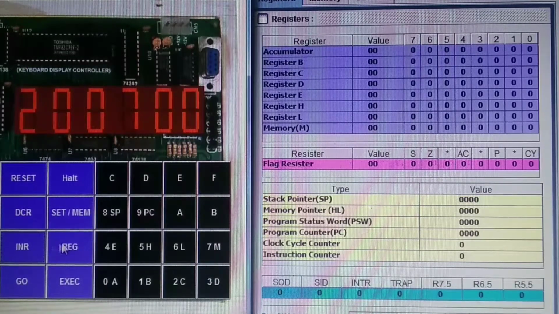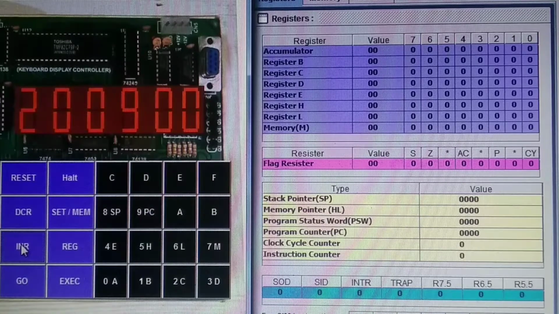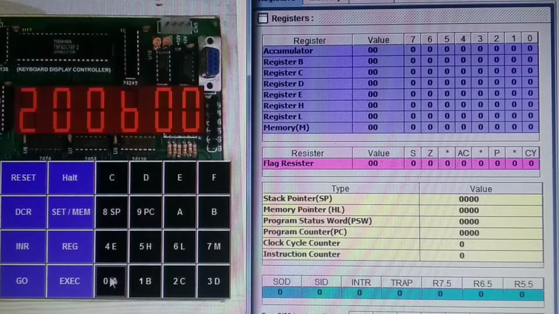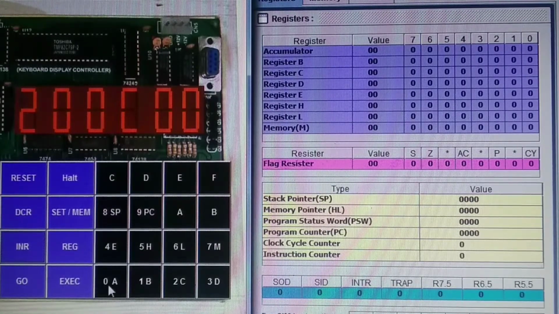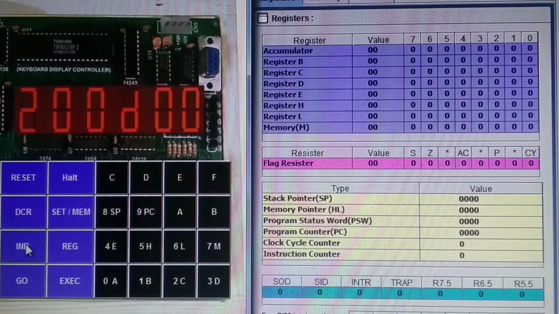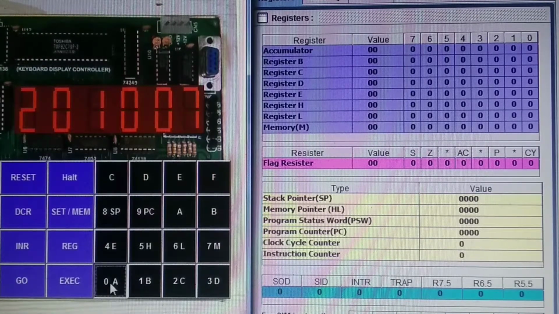47, increment, 7E, increment, E6, increment, F8, increment, 0F, increment, 0F, increment, 0F, increment, 23, increment, 77, increment, 23, increment, 70, increment, 76, increment.